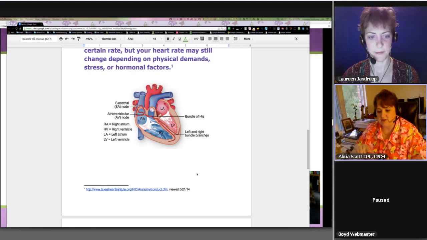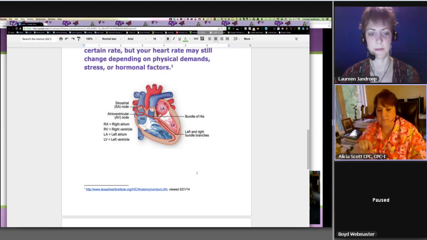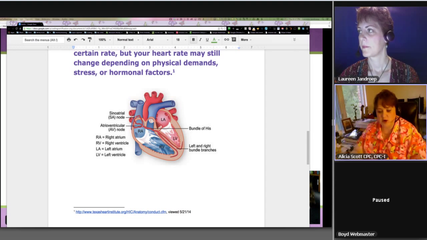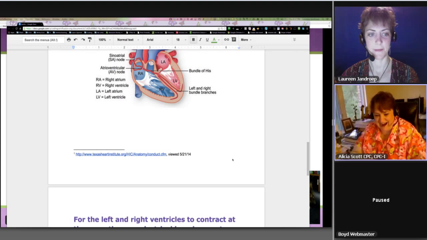So if we scroll down just a little bit more, this is not as big of a picture, but we're going to put in a very important part of this system now, and it's called the bundle of His. And that's right there in this picture, like an inch before you get that fork between the ventricles. And that bundle of His is extremely important, as we'll see as we scroll a little bit more.